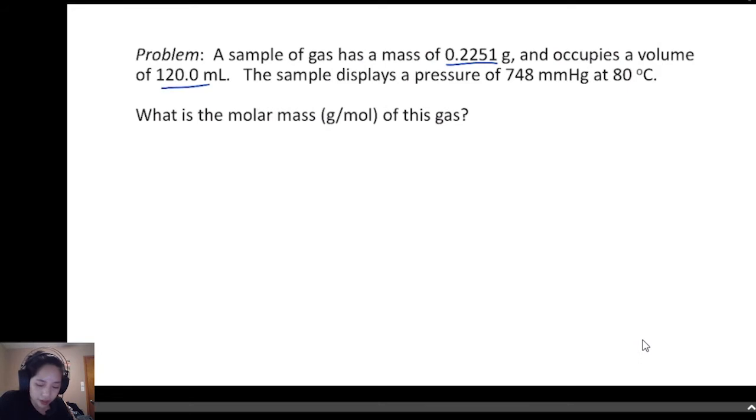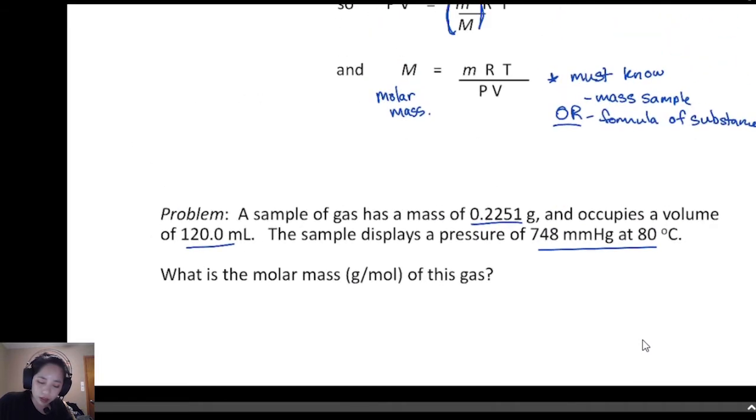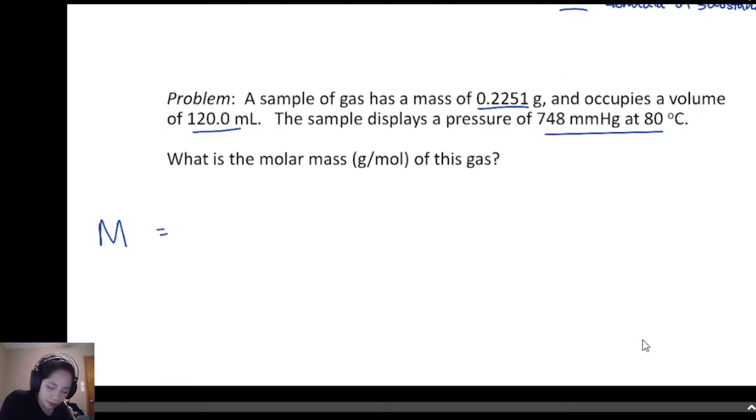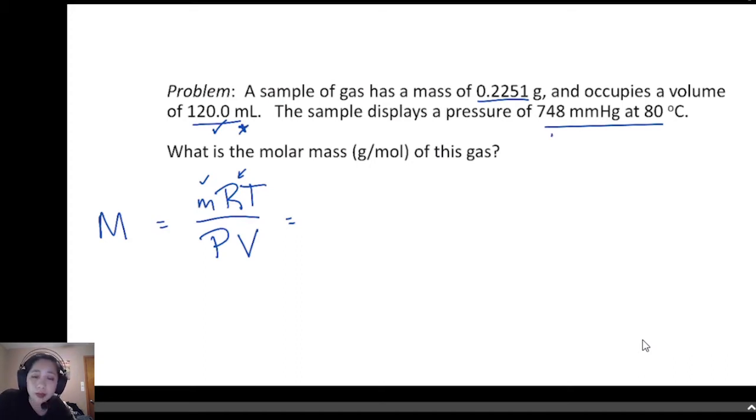Okay, so we're given all these things. What's the molar mass of the gas? So let's just take the formula from the previous slide. So molar mass, big M, is equal to mass of the sample times RT over PV. So we are still just using a different iteration of the ideal gas law. So make sure that all of the units that we insert into this equation match R. So we have mass of sample. The volume of the sample is in milliliters, so we need to change that. And the pressure is in millimeters of mercury, so we need to change that. And the temperature is in Celsius, so we also need to change that. So keep all those things in mind.